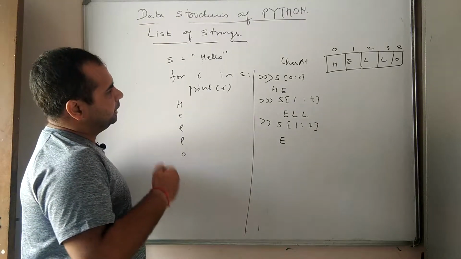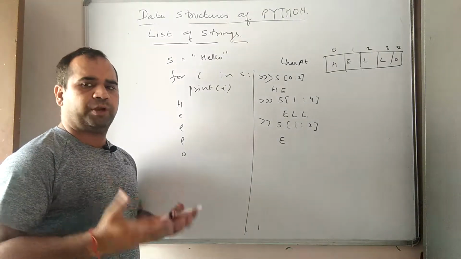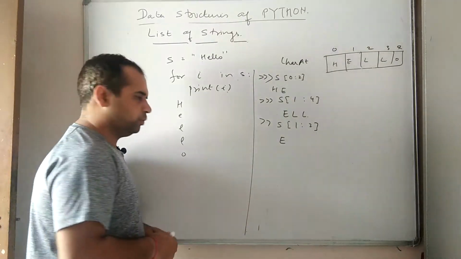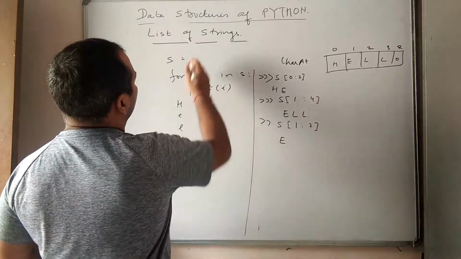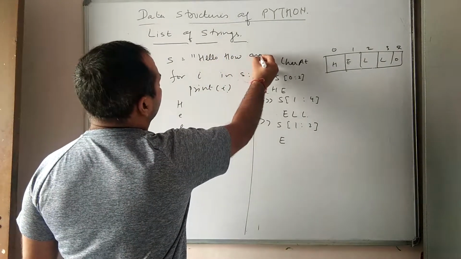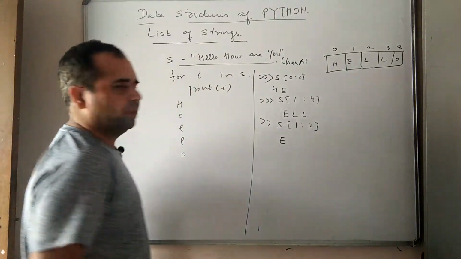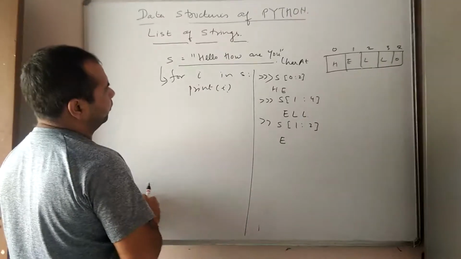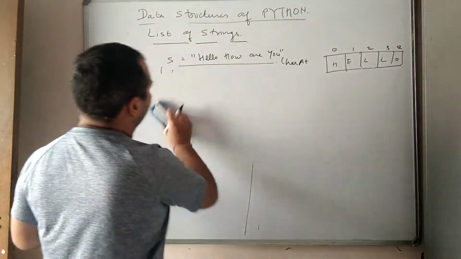In the next example, we will see that suppose we have a big string given to us, then how we can work on it and how we can divide it into small parts and manipulate that particular string. So to do that, we have taken the example hello how are you. So this is our string, hello how are you. Now if we feed the same string in this for loop, we're going to have the output as follows.